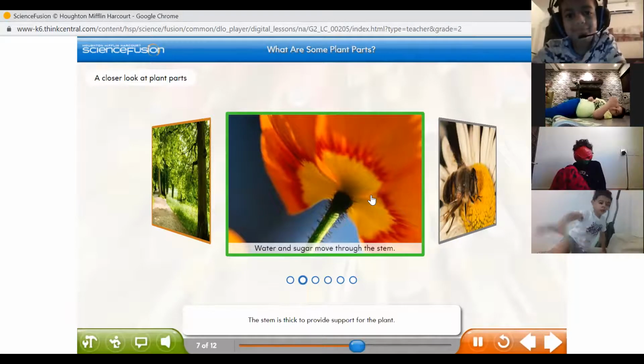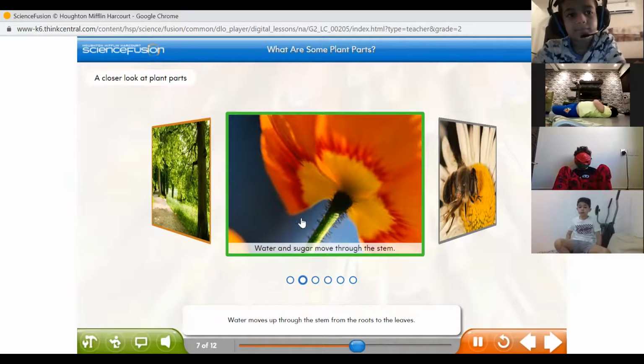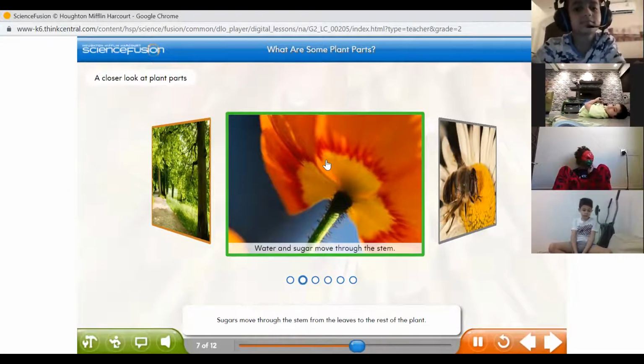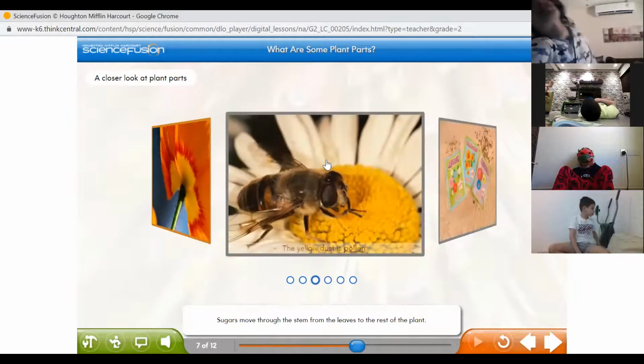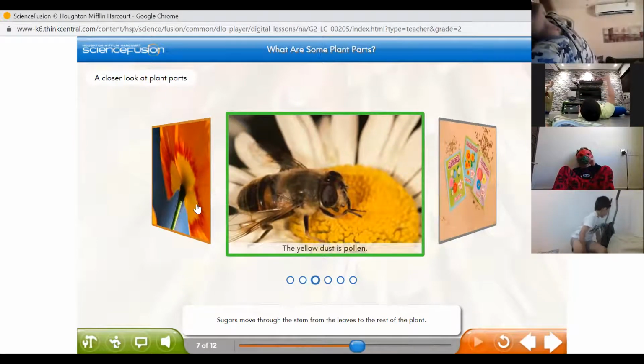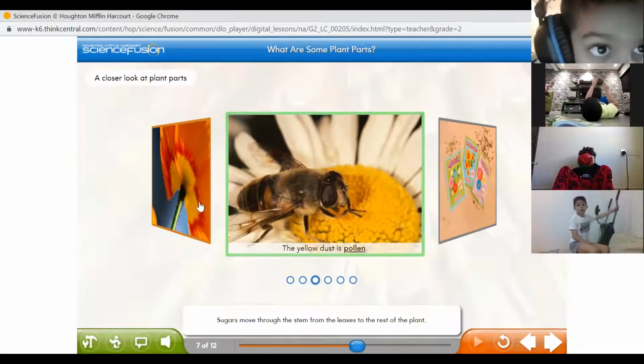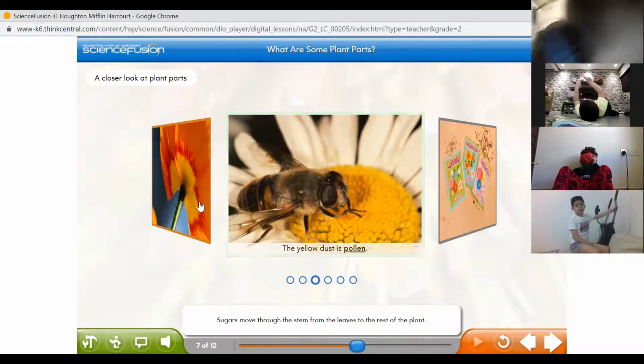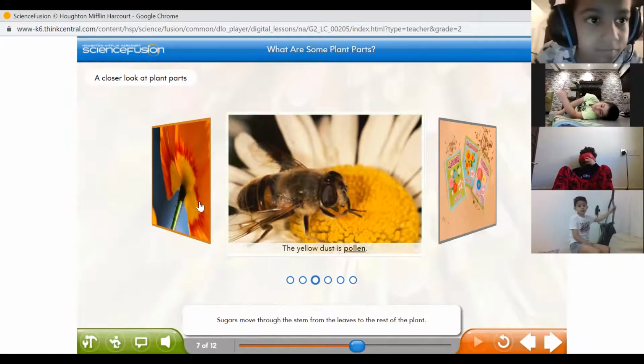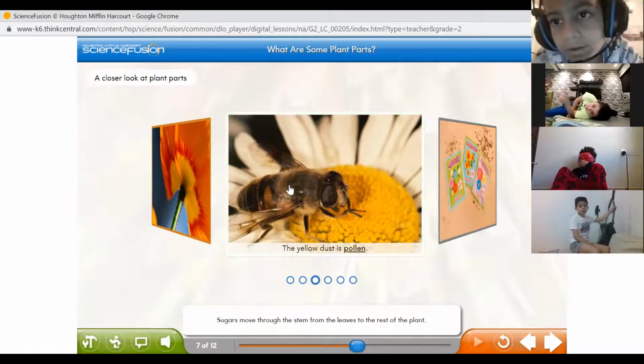The stem is thick to provide support for the plant. Water moves up through the stem from the roots to the leaves. Sugars move through the stem from the leaves to the rest of the plant. So, the stem is very strong. It's supporting the plant to keep it standing up. Also, it takes the water to the rest of the parts.